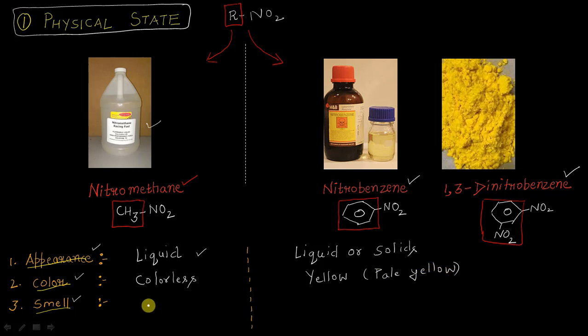And in the end, the smell of the aliphatic type of nitro compounds is something pleasant. On the other hand, the aromatic type of nitro compounds are having distinct type of smells. So this is all about the physical state, the very first physical property of the nitro compounds.